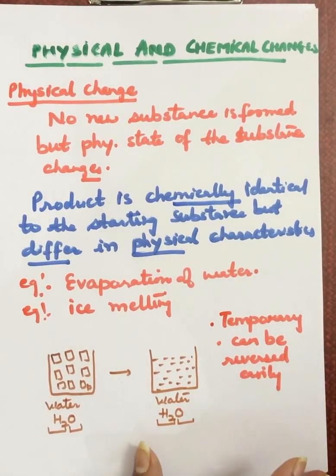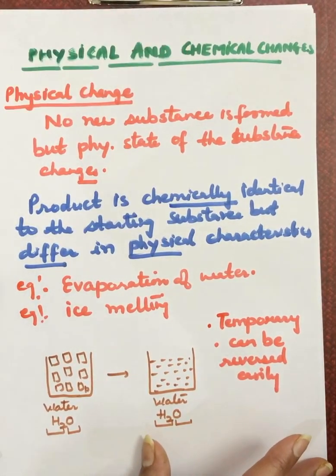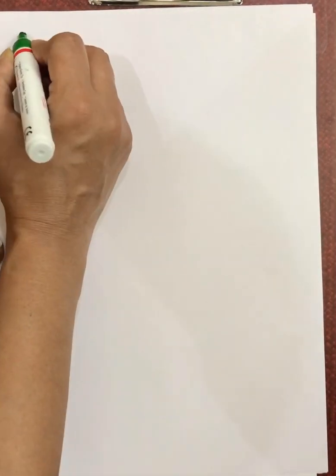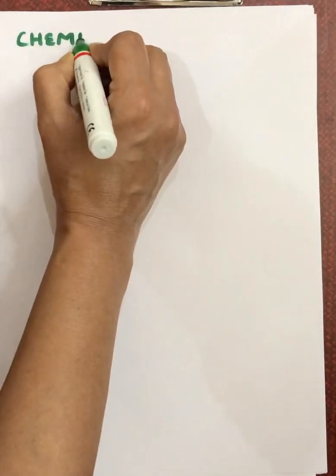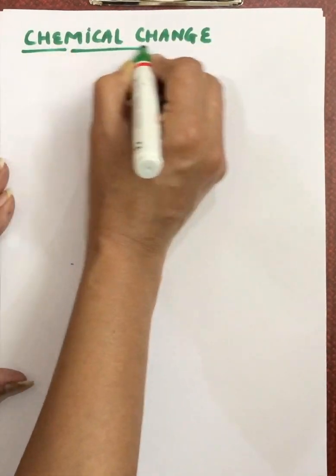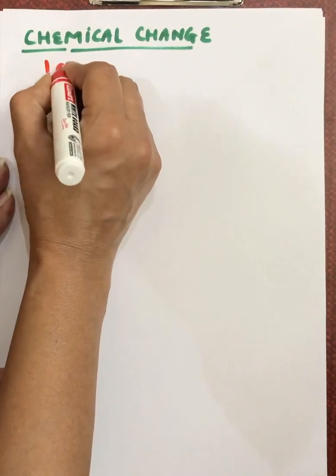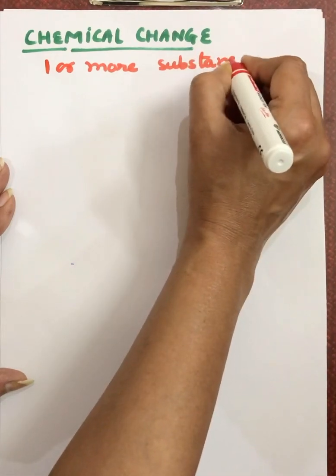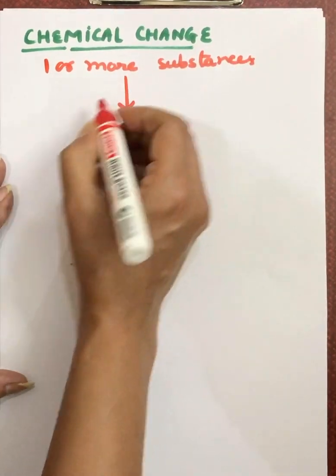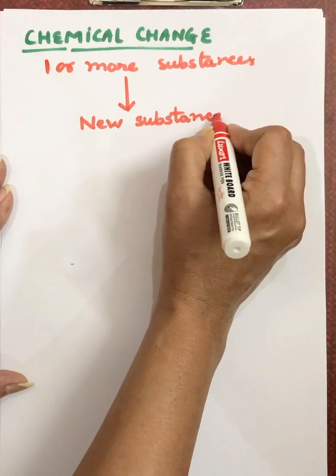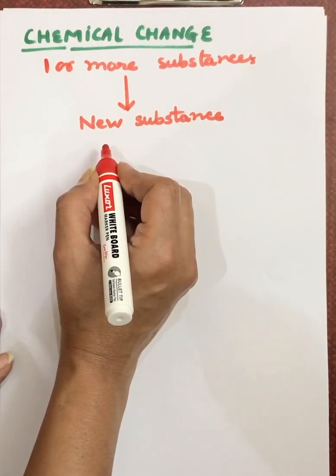After knowing what a physical change is, we are moving on to the next part, chemical change. Now what is a chemical change? A change in which one or more substances undergo a change to form a new substance. So whenever a new substance is formed, that change is known as a chemical change.